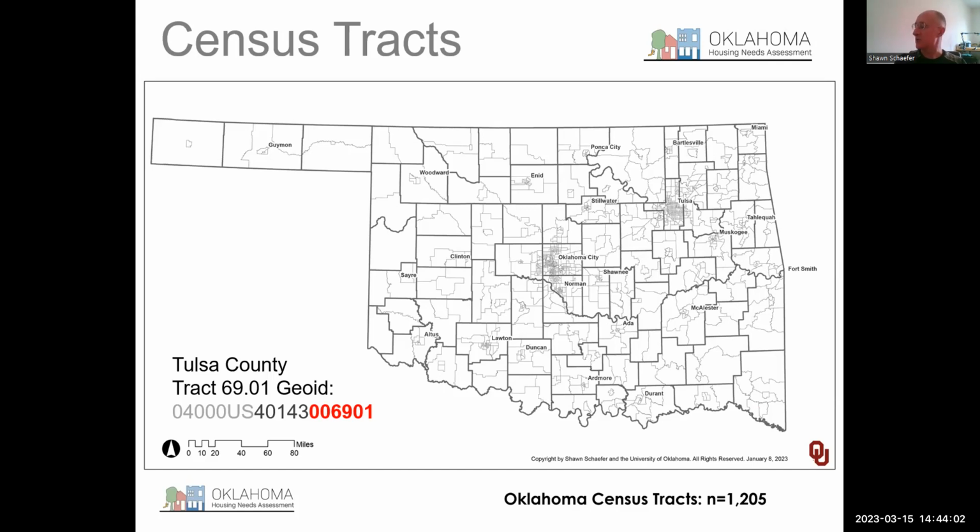So here's a map that shows our census tracts in Oklahoma. There's 1,205 at the last census. If you look at them, you can see it kind of shows population density, because Tulsa and Oklahoma City, highly populated areas like that, have lots of tracts. And then you get out in the rural areas, where sometimes a county only has 1 or 2 tracts for the entire county.